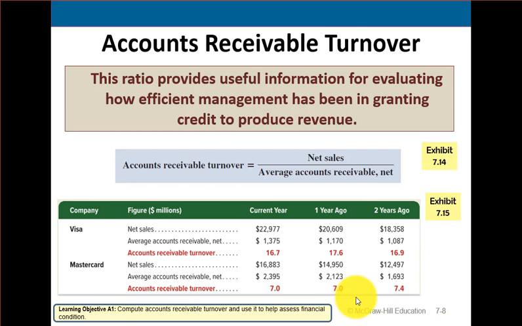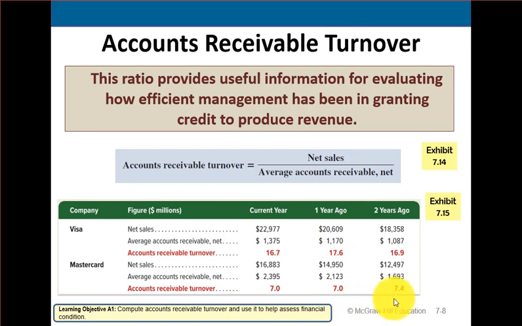Accounts receivable turnover. Looks like we have 2 companies here, Visa and MasterCard, and their accounts receivable turnover is basically how many times can you turn these receivables over, and higher is always better because you're turning them into cash, right? Just like inventory turnover is better the higher it is. So 2 years ago for Visa it was 16.9, then it went to 17.6, and then 16.7. So it's probably just pretty much staying the same, it looks like to me.